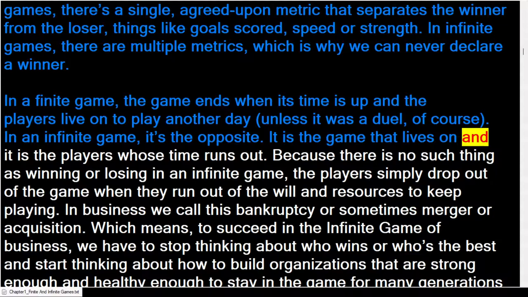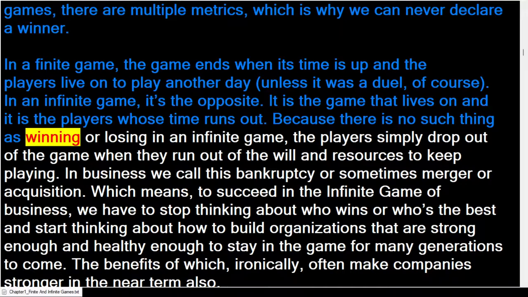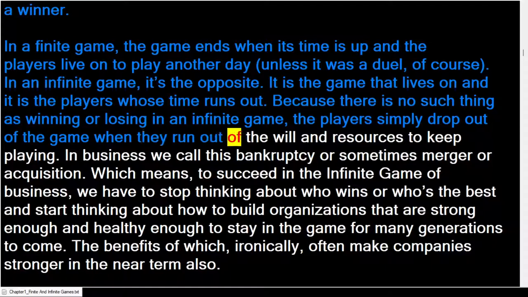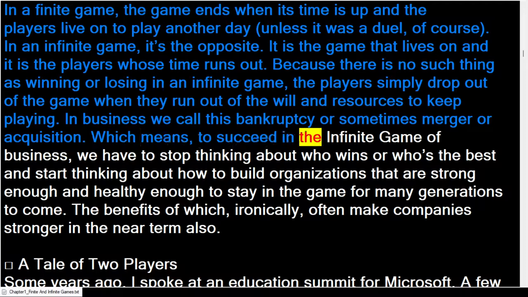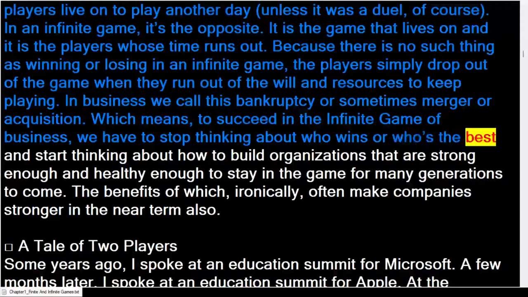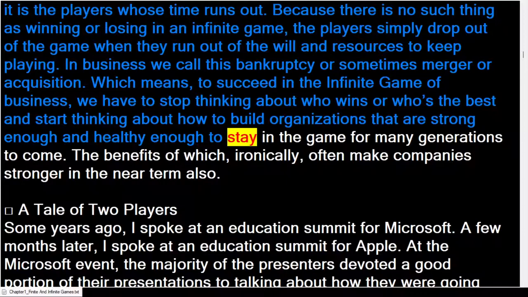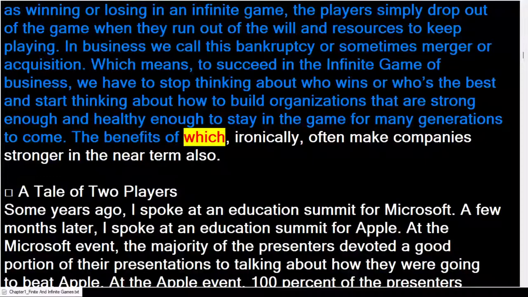Because there is no such thing as winning or losing in an infinite game, the players simply drop out of the game when they run out of the will and resources to keep playing. In business, we call this bankruptcy or sometimes merger or acquisition. Which means, to succeed in the infinite game of business, we have to stop thinking about who wins or who's the best, and start thinking about how to build organizations that are strong enough and healthy enough to stay in the game for many generations to come. The benefits of which, ironically, often make companies stronger in the near term also.